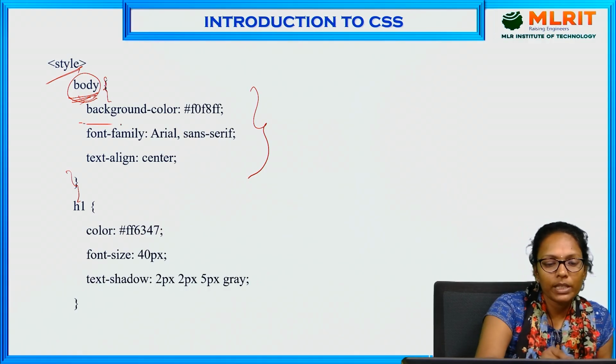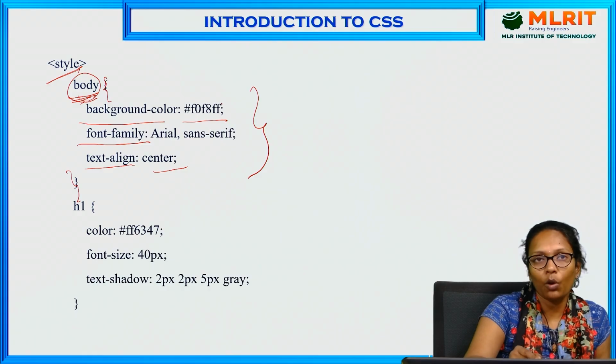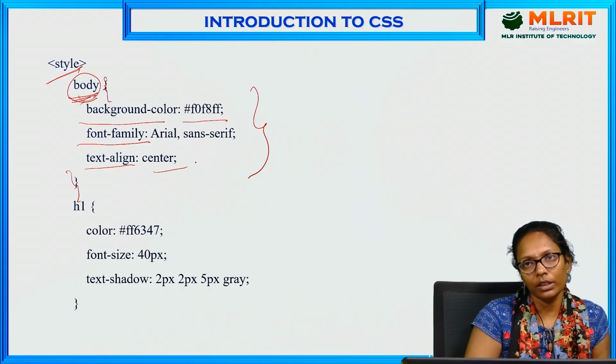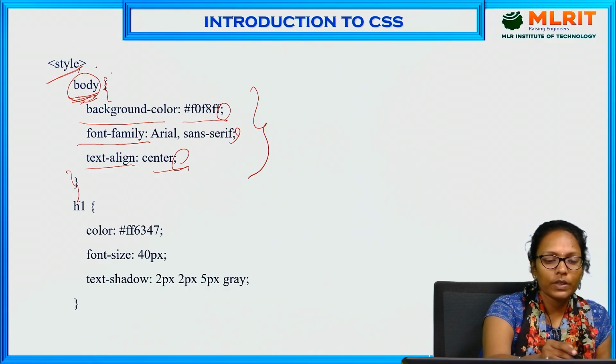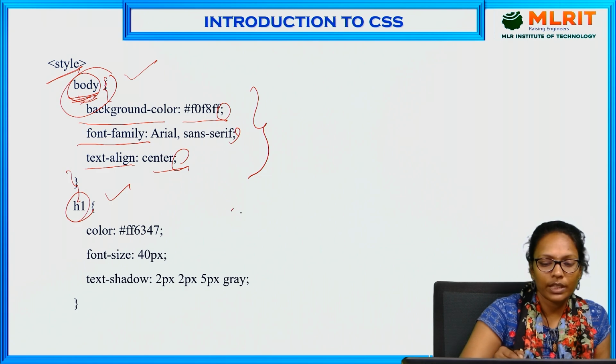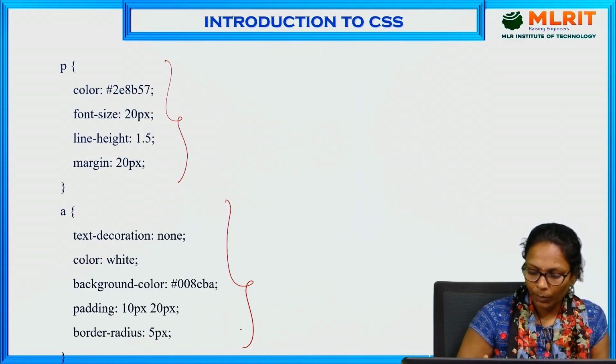So this is the property name. This is the property value. So like that, whatever properties you have, all these properties you need to mention along with the values. And all these properties are separated with the semicolon, right? So the first selector is over, and I'm writing another selector with a set of properties. So like that, for P, I'm writing some more properties. For the anchor tag, I'm writing some more properties.